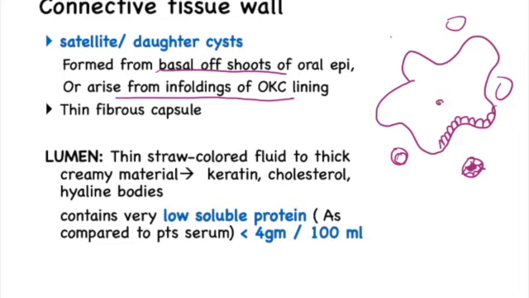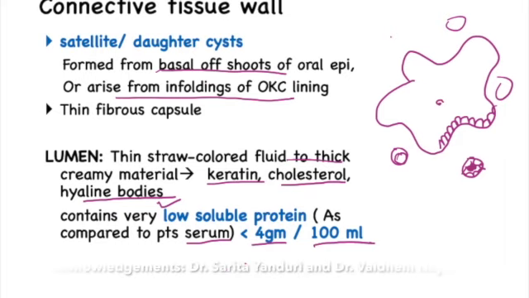And what does this lumen contain? The lumen can contain anything from straw colored fluid to a thick creamy material, and this thick creamy material is generally made up of keratin, cholesterol, or it can also contain hyaline bodies. And very characteristically, the soluble protein content is very low, less than 4 milligrams per 100 ml compared to the patient's serum. So this is again a characteristic feature of OKC compared to any other inflammatory cyst, where because of the inflammation there is exudation of protein into the cystic lumen, which is absent in the case of OKC.